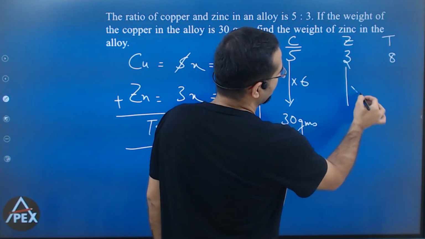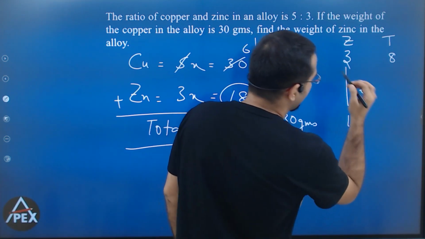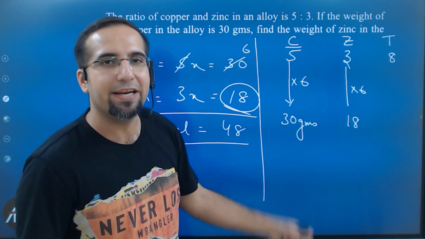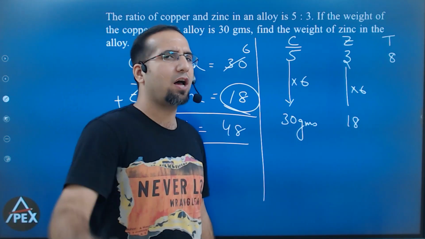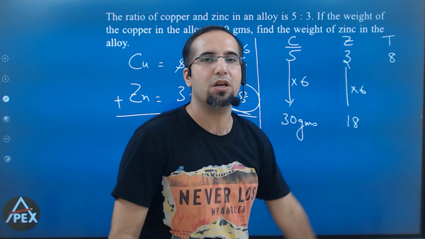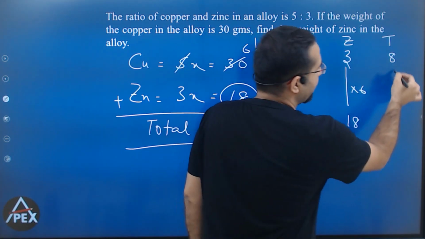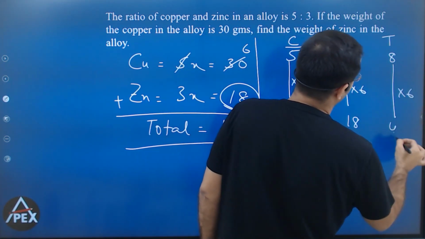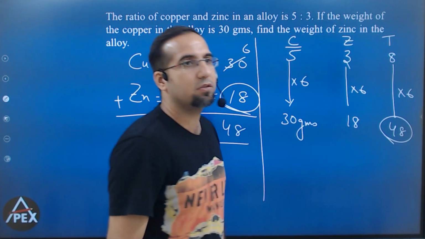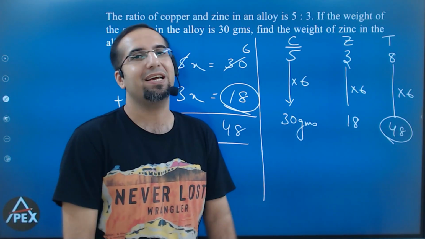So 3 into 6, if the question is asking me zinc, I calculate 18. Suppose the question has not asked me zinc and the question is asking me total. So that I can directly calculate if the multiplying factor is 6, even here I get 8 into 6, which means 48 is the total weight of the complete alloy.